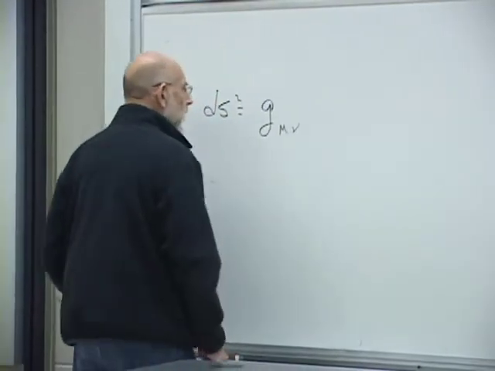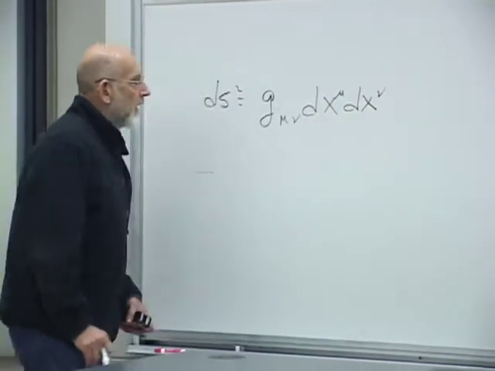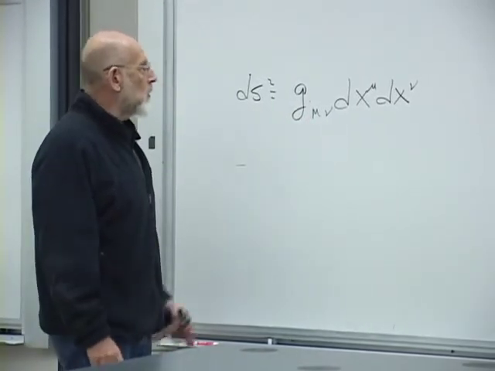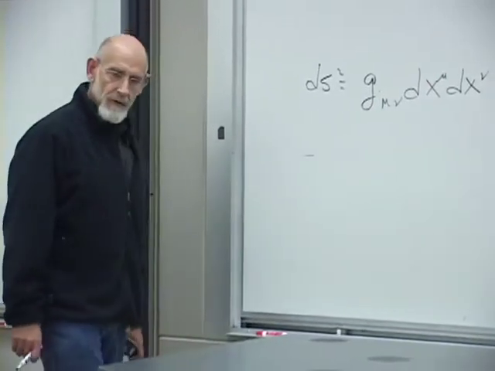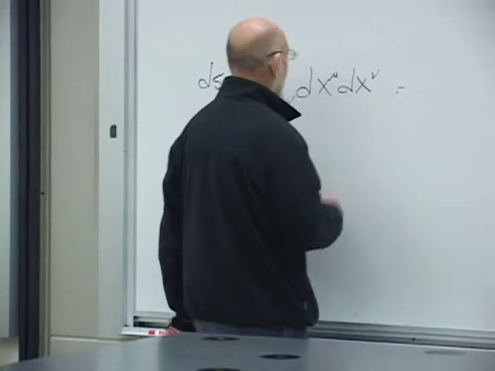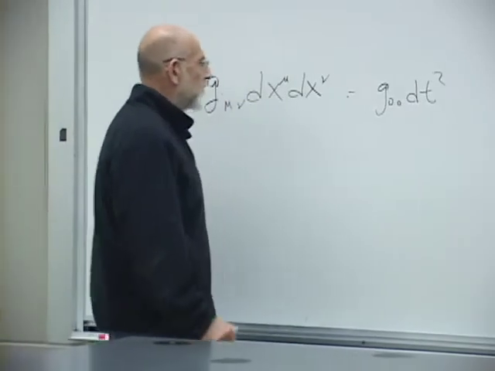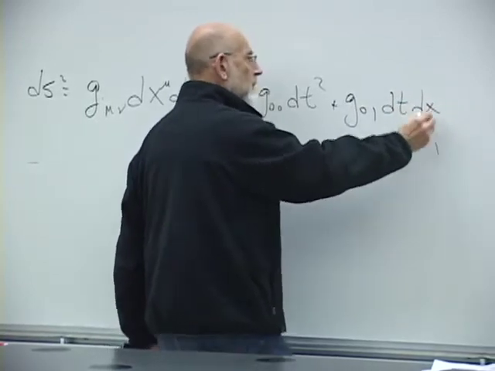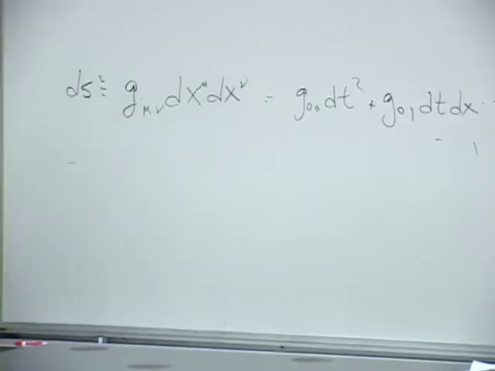0 being time, and x1, x2, x3 being the ordinary components of space. ds squared is g mu nu times dx mu dx nu. x mu and x nu are the 4 coordinates of space-time. And as always, in an expression like this, it is automatic that we sum over the repeated index. Here there are 2 repeated indices. So this stands for things like g naught naught dt squared, x naught is t, plus g naught 1 dt dx, and so on, all possible combinations with their metric coefficients.